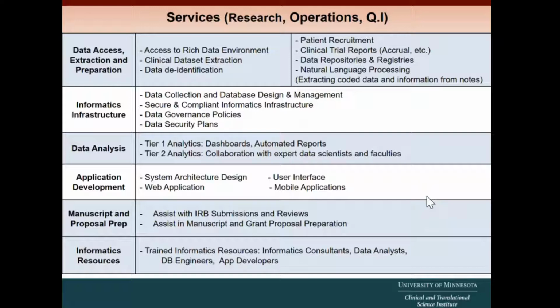Then data de-identification. We have validated de-identification tools that have been approved by the IRB and the HIPAA program in the IRB. So we can extract the data fully de-identified and share it with you and your team. Patient recruitment, clinical trial patient recruitment, we have a slide about that. And reports, data repository, and registries.